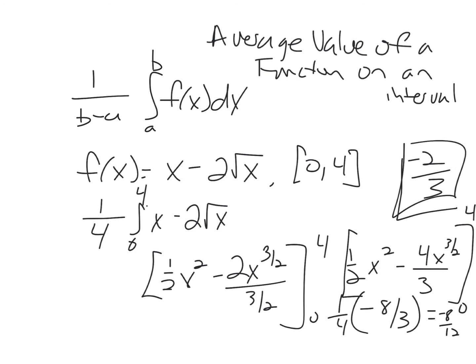And it might also ask you in the directions to find all the values of x for which the function is equal to the average value. So what we would do is take this negative 2/3, put it in for f of x, and then solve. You may use your calculator for that to figure out when they would be equal. I believe there are 2 values in this case.